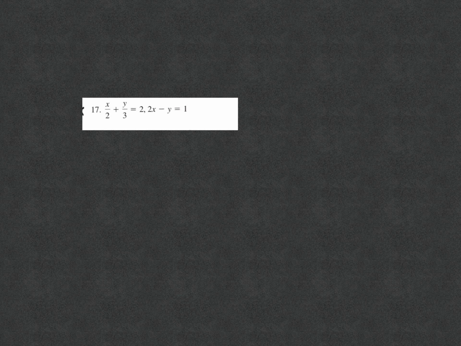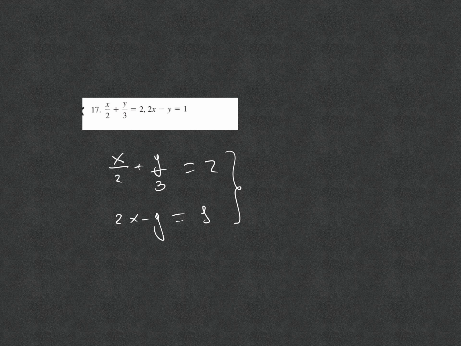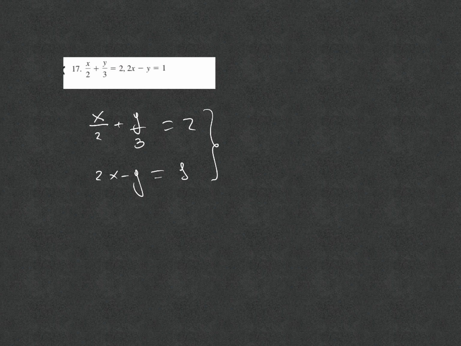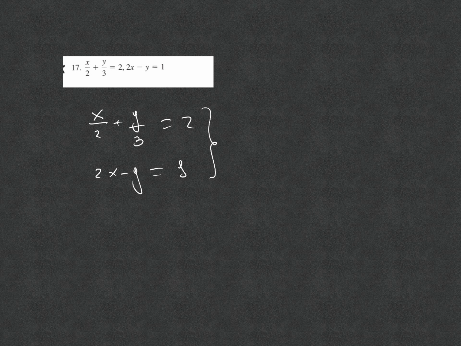Okay, what is here? Here is something different, it's a system of equations. x divided by 2 plus y divided by 3 equals 2. And the other equation is 2x minus y equals 1. There are two equations, meaning two unknowns, two equations. The system can have one solution, cannot have any solution, or maybe can have infinite solutions.